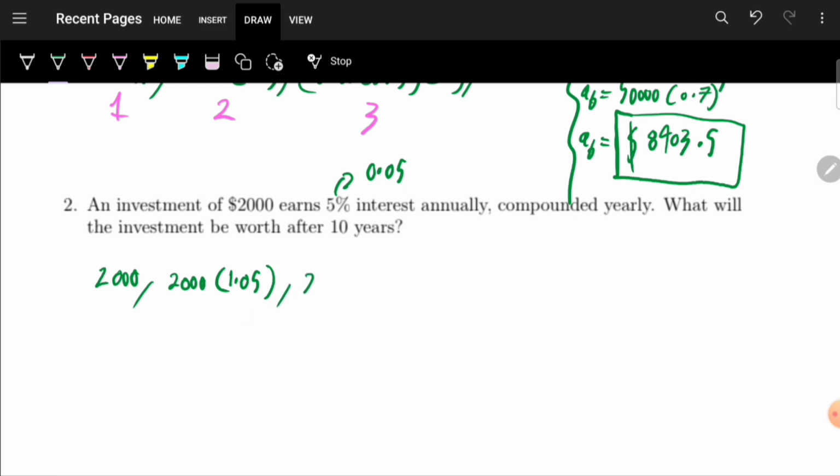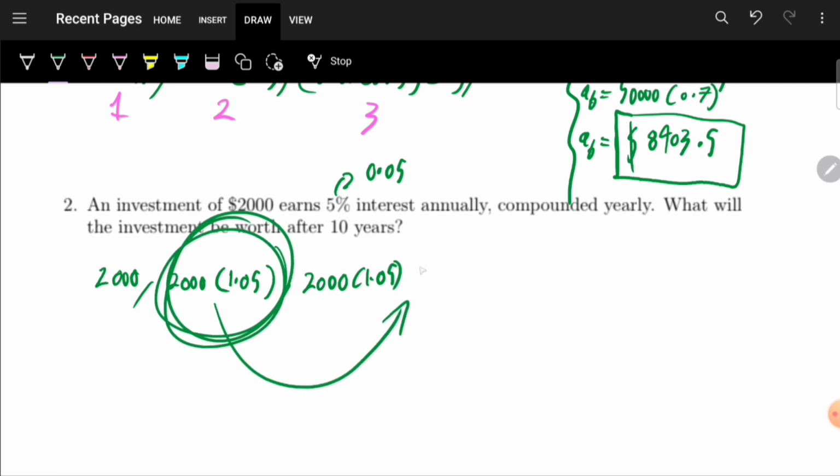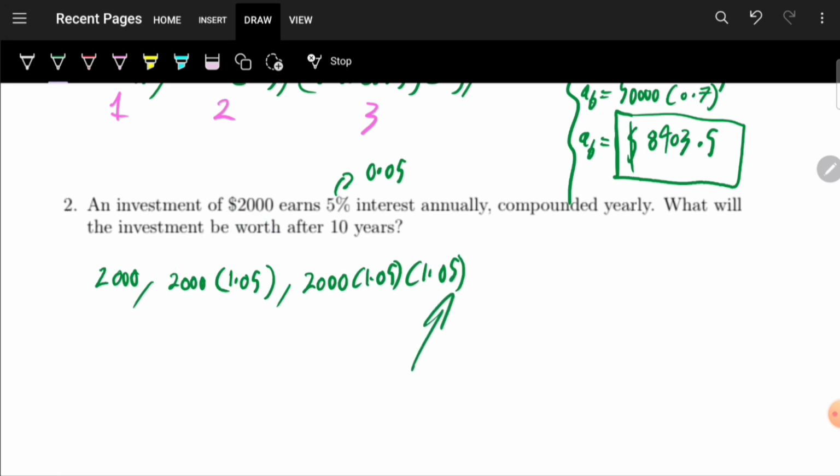The year after that, we're going to have what we had the previous year times another 1.05, so times another 5% profit. The reason it's 1.05 once again is because we have the original quantity of money as well as 5%. So we can see the common ratio is 1.05.